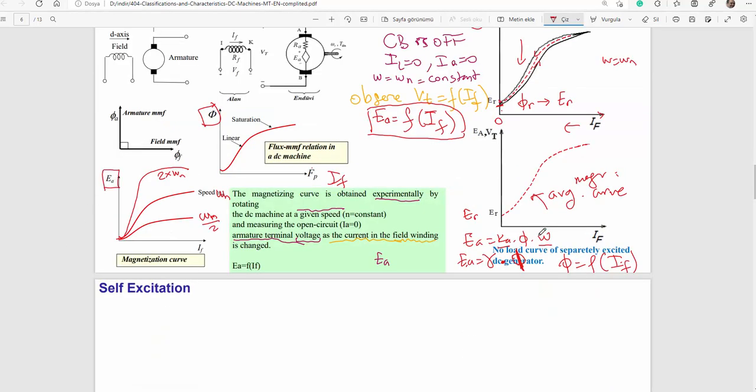Induced EMF is a function of speed, you know. We have kept speed constant during the experiment, but if you increase speed, there's a new curve which is twice the previous one. The machine has the same magnetic property. You just changed speed, and the electromotive force doubled. You doubled the speed, so the induced electromotive force will be doubled.